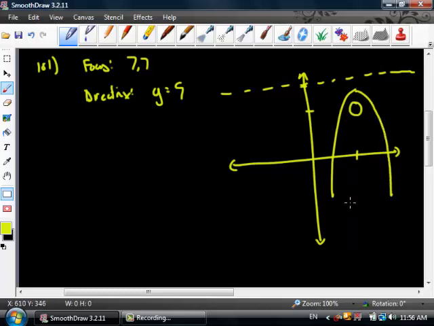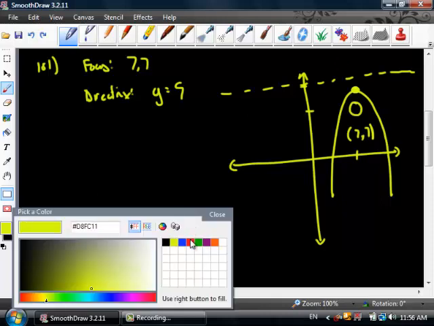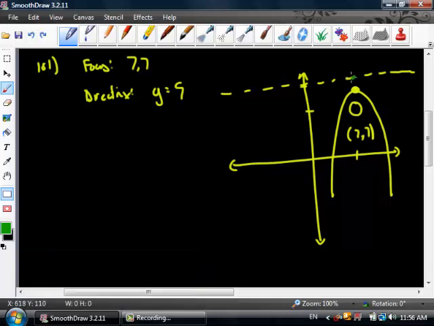Okay? Alright, so now I have to figure out what that vertex is. Well, this focus here is at 7, 7. Let me change colors real quick. I'm going to put a little green dot right here on top of that dotted line. What are the coordinates of that green dot? Does anybody know? Ty? 7, 9 is correct.